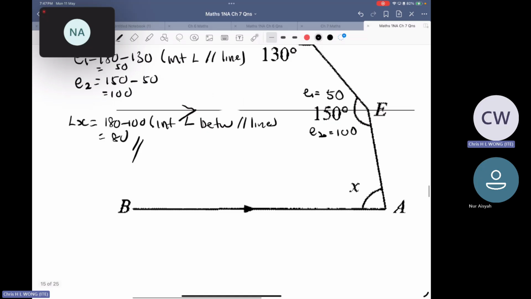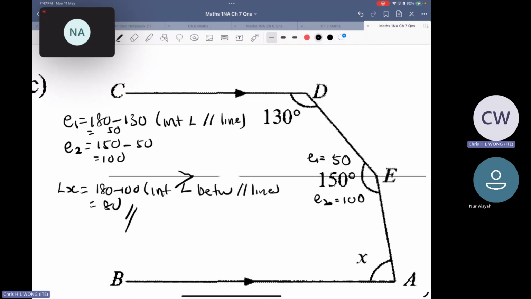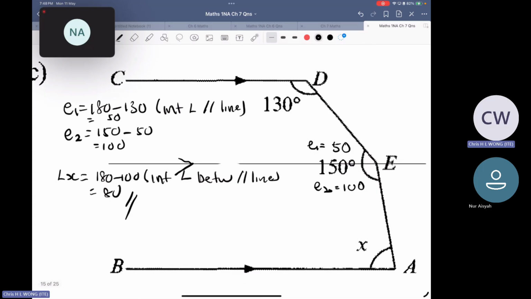Now you know, another one. Ready? You're copying. Some of you are copying. Just a moment. Direct angle between parallel lines.